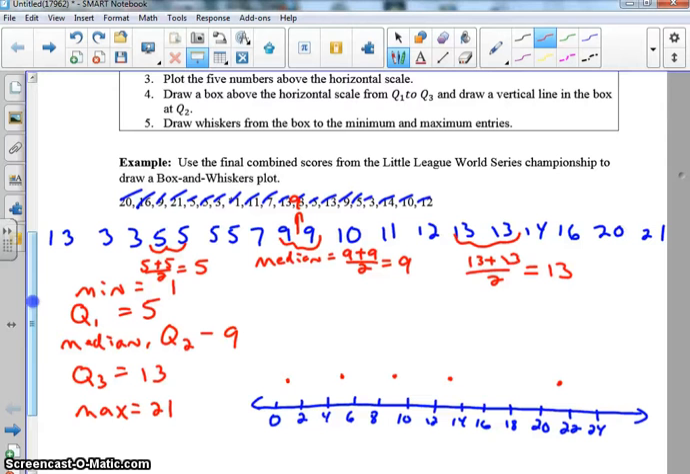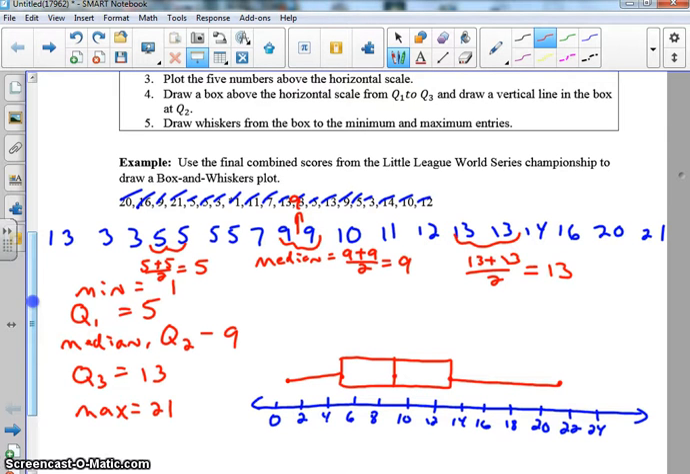You draw a box above the horizontal scale from Q1 to Q3. You draw a vertical line through Q2, and then you draw whiskers to the max and the min. So there's my box and whisker.